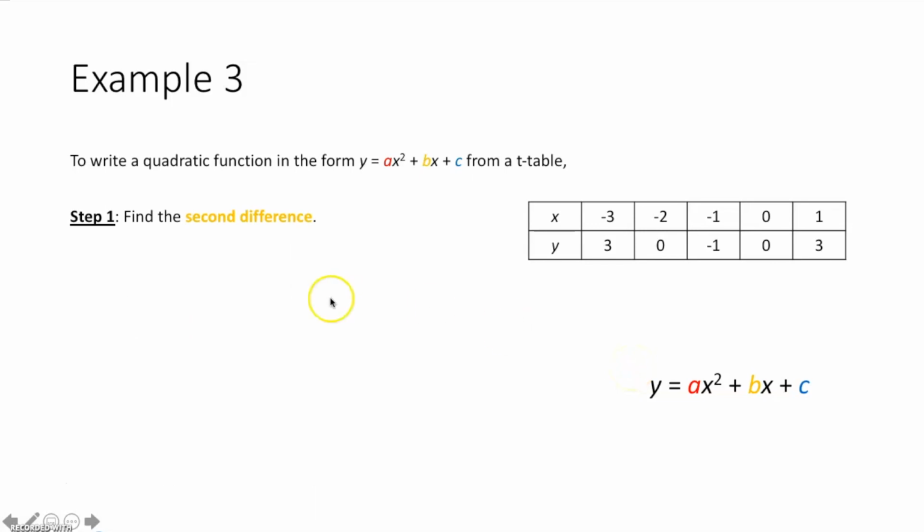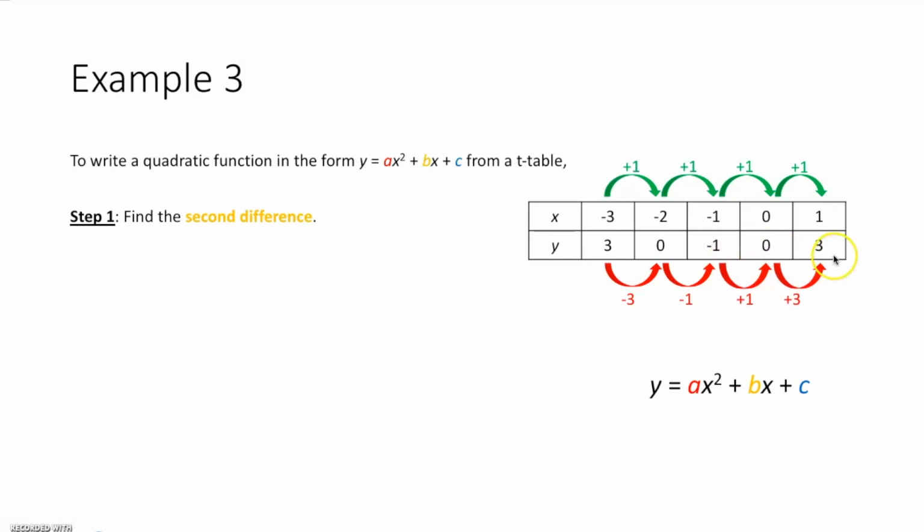So step 1, find the second difference. So first, is there a common difference between the x values? We're just adding 1 each time, so yes. What about the y values? Well, our y values, from 3 to 0, we're subtracting 3. From 0 to -1, we're subtracting 1. From -1 to 0, we're actually adding 1. And then 0 to 3, you're adding 3.